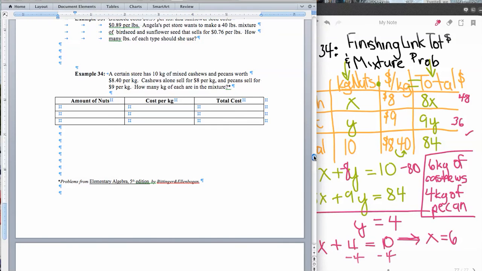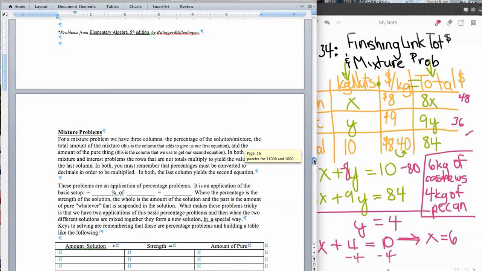Now when we come back in the next video, we're going to make the move to our mixture problems. These are chemistry mixture problems.